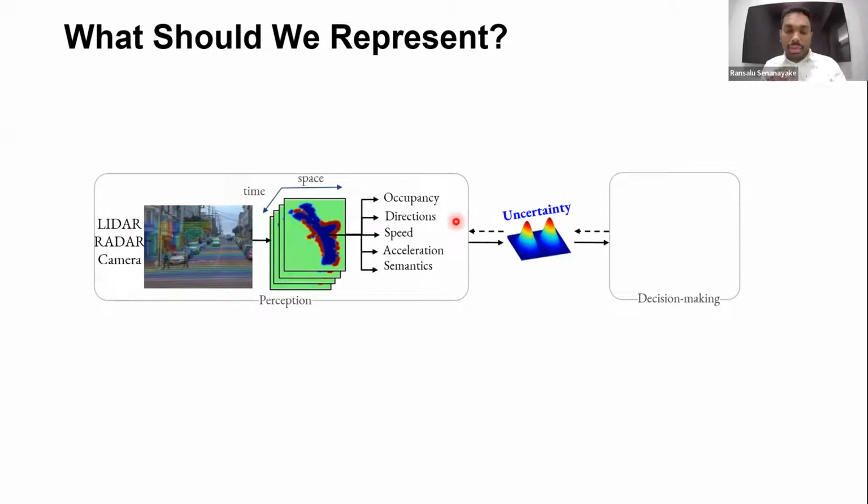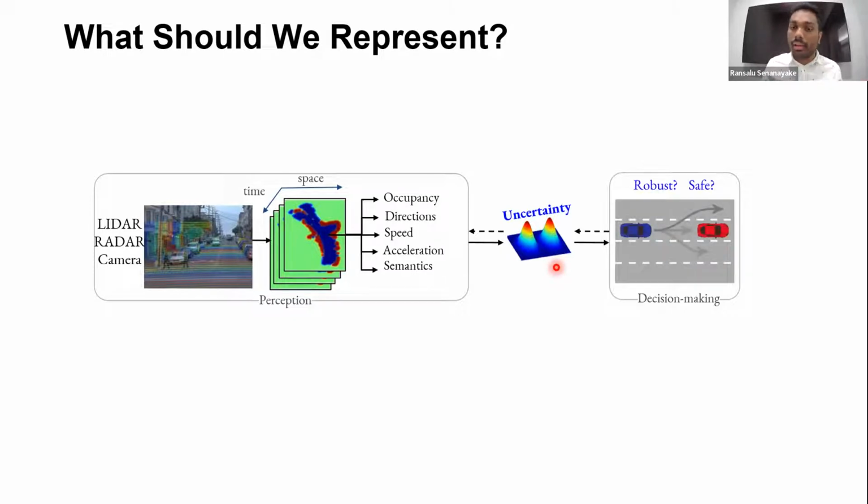We need to look at direction, speed, acceleration, semantics, in addition to occupancy. And there are so many other quantities. So in my work, I try to develop maps which represent all these dynamic quantities and, importantly, their associated uncertainty, so that we can do safe and robust decision making.